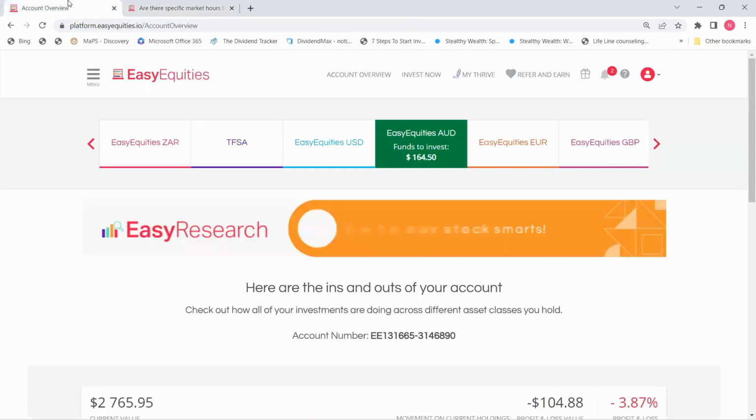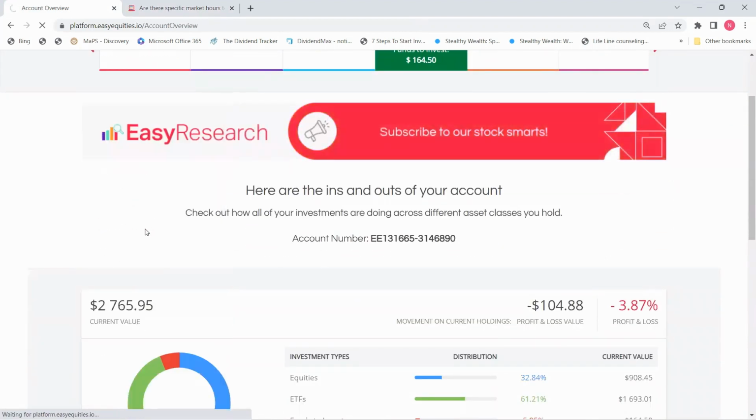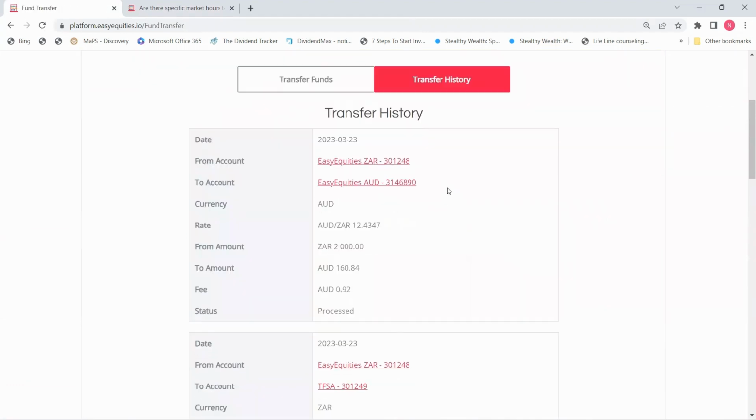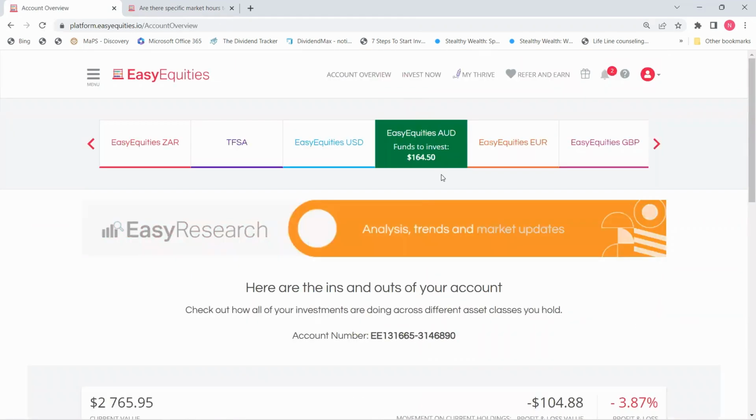So let's get back to my EASYEQUITIES. Remember when I did the transfer? Let's have a look at this. If I go into account transfer FX, transfer history, if you remember, the amount of money that was transferred was around 159 Australian dollars. How come my account is $164.50? It's because I recently got paid dividends and I just left them there. So that's why the money is more than what I actually transferred earlier.